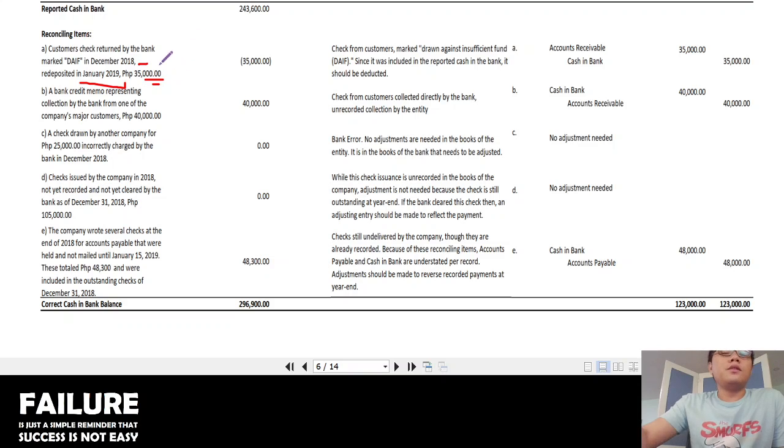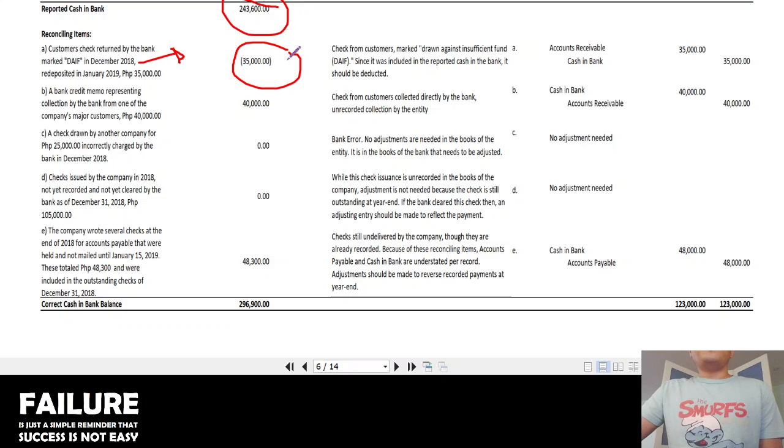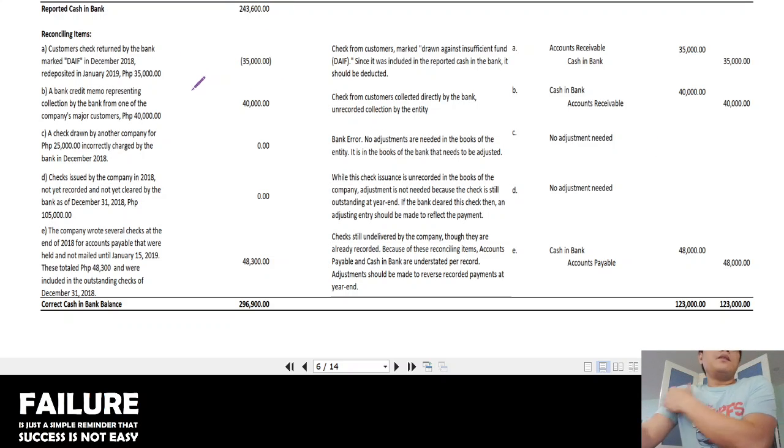Okay? Question is, dapat ba ito na i-present natin as cash on December 2018? Obviously, the answer is no. Di ba? Kasi yun nga, sinauli na siya, so hindi siya cash ng entity. Pero na-include siya dito. Dapat natin ibawas. Ano yung adjusting entry? Ibabalik natin ang accounts receivable. I-credit natin yung cash na na-record natin na na-deposit na. Di ba? Credit memo presented by the bank from one of the company's major customers. Si bangko ngayon, nakakolekta para sa atin. Di ba?